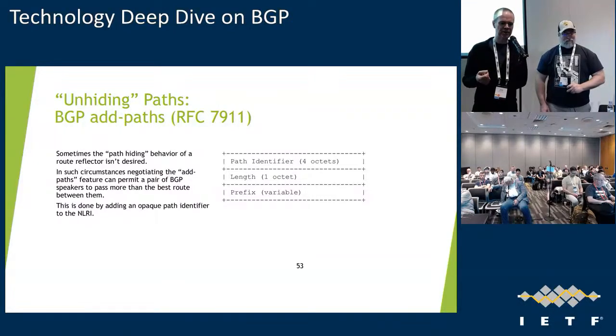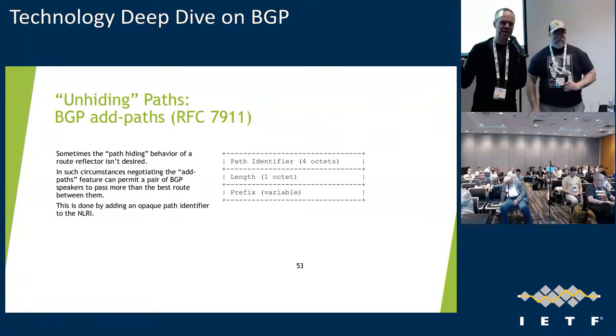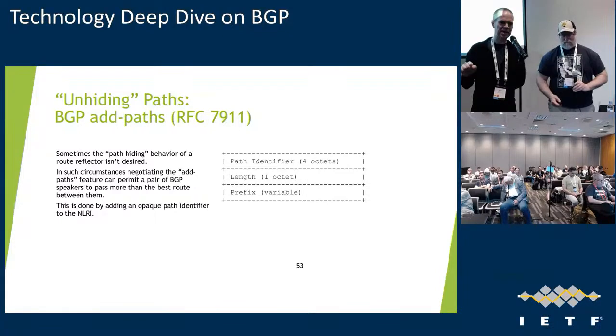And it's this additional feature called add paths, which essentially, at a very high level, remember the NLRI is the key that we use on our database. It basically just extends that key with a thing called a path identifier, which is an opaque number.